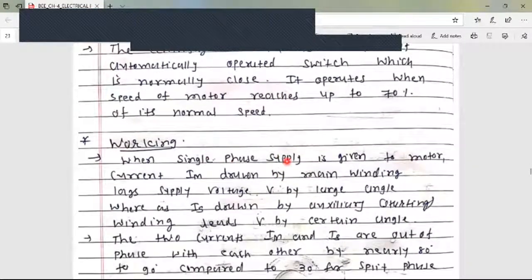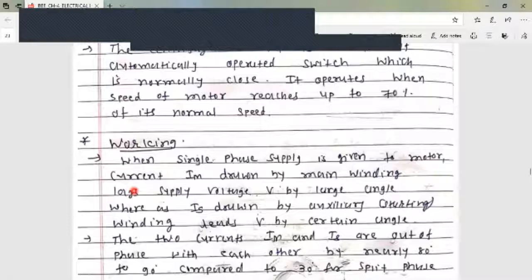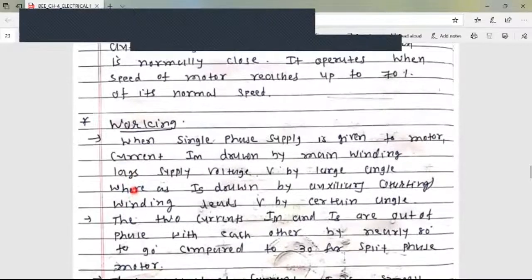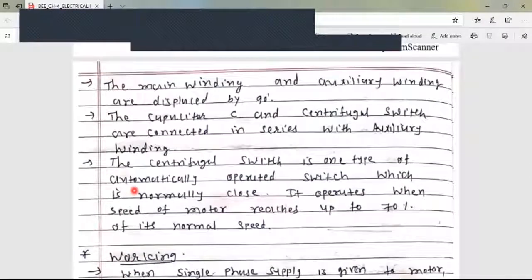So when single phase supply is given to the motor, the current in the main winding IM drawn by the main winding lags voltage V by some angle, and the current IS drawn by the auxiliary winding leads voltage V by a certain angle. So here the two currents IM and IS are out of phase with each other by near 80 to 90 degrees, compared to 30 for the split phase induction motor. You can see in the figure.